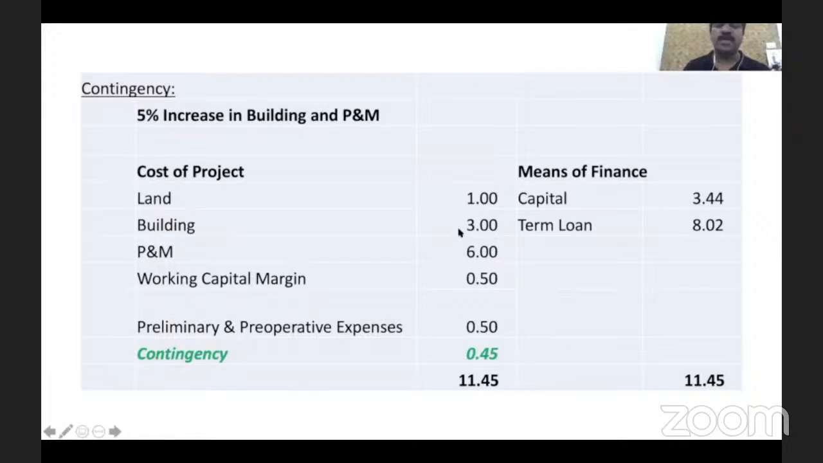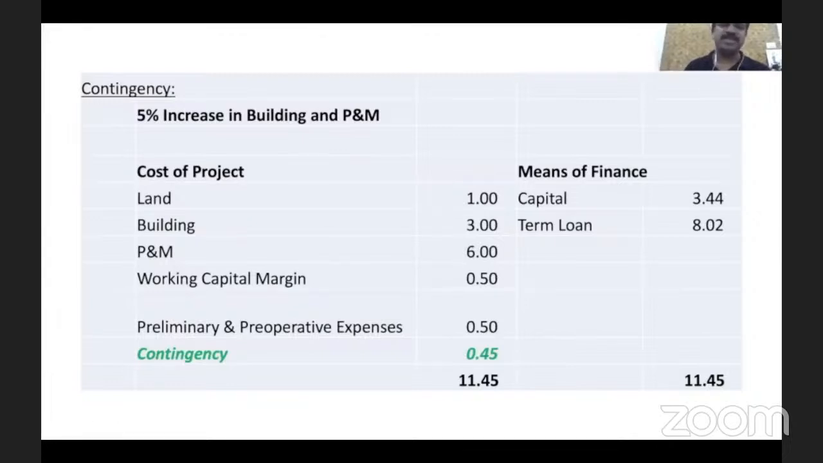It can undergo a change on the negative side, in the sense it can increase. So I am anticipating a 5% increase in this cost. So 9 crore is the total cost. I anticipate 5% increase. So that 5% increase I want to provide in the cost of the project, because had I known them in advance, then I could have provided that in the cost of building and plant and machinery itself. But I'm not sure whether it will happen or not.